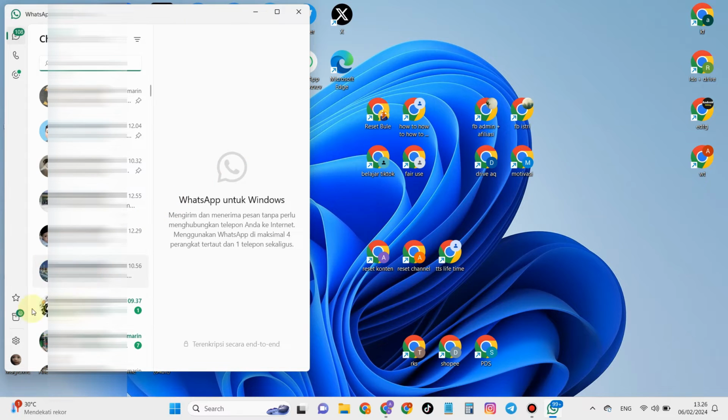The next step is to change the language on WhatsApp on your laptop. Pay attention to this small arrow to follow the steps.